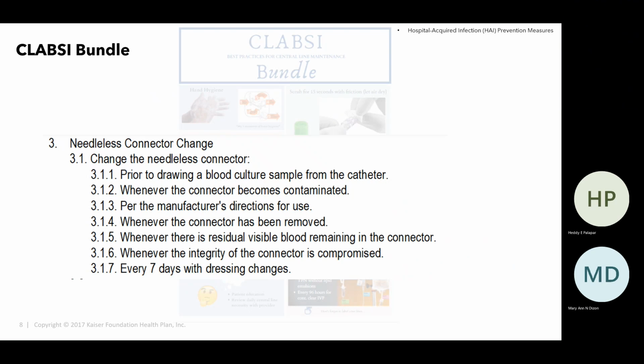New guidelines also support changing needleless connectors when the primary administration set is changed, which is every 96 hours. The following reasons are indications when the nurse is responsible for changing a needleless connector. You can find this and reference your policy for your med center.